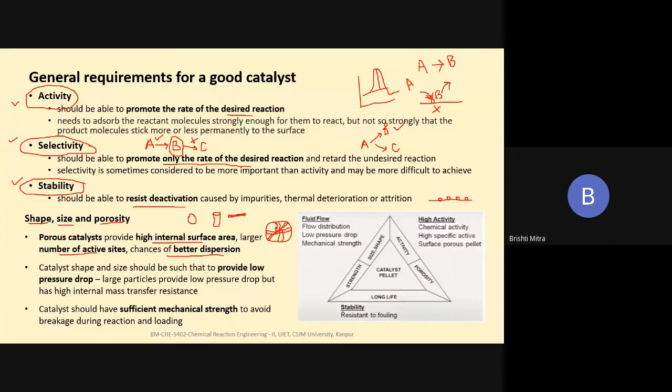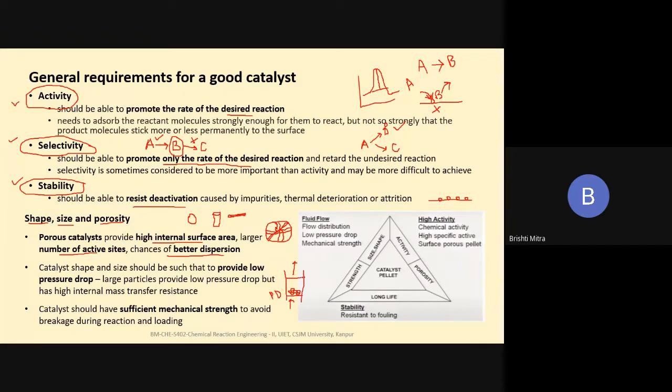Catalyst shape and size should be such as to provide low pressure drop. Now, what are we talking about? Suppose you have a packed bed reactor like this, and you're packing it with small catalysts. Now, these catalysts are very small in size, for example, fine like, say, talcum powder. Then they will be packed so tightly that when you pass a gas from the bottom, it will find it very difficult to go from the bottom to the top, and there'll be a very high pressure drop. The pressure drop which you see in this bed is going to be really, really large.